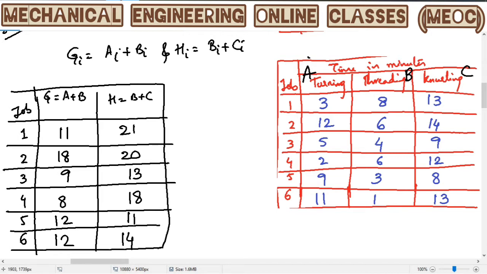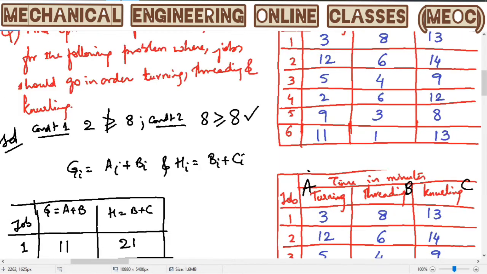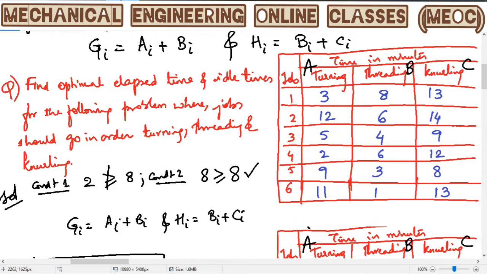Now we will apply the same principle of finding the sequence as we applied in the previous video, processing of n jobs through 2 machines. But here one thing I would like to tell you: it is given in the question that every job will go in the order of turning, then threading and then knurling, and the given table is also in the same sequence. It is turning first, threading next, knurling last.